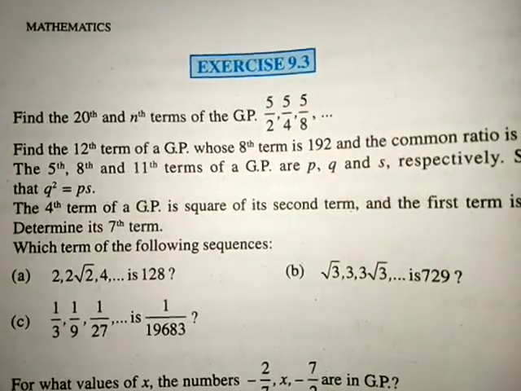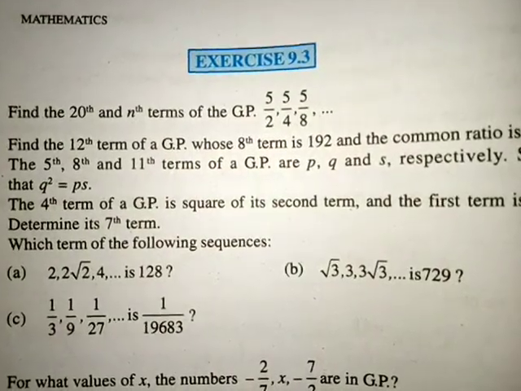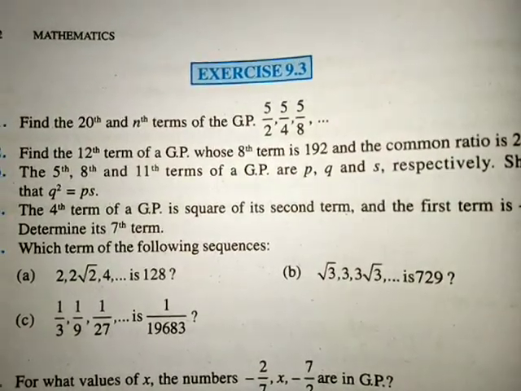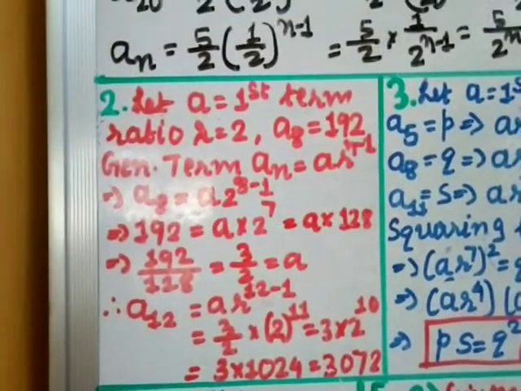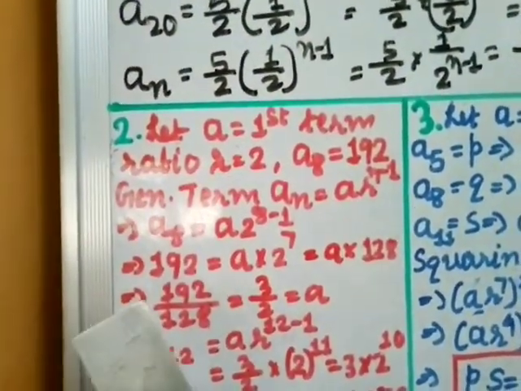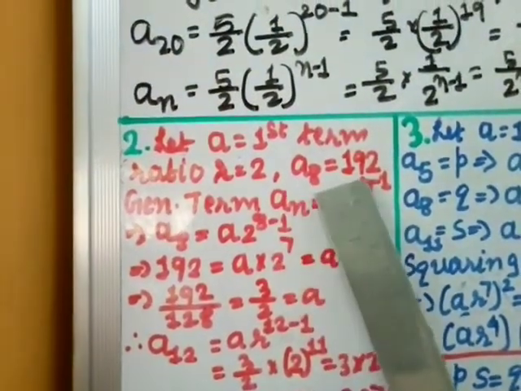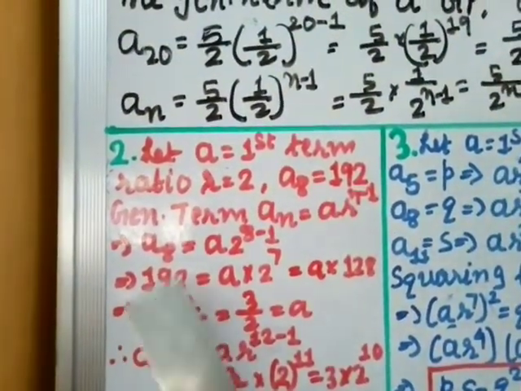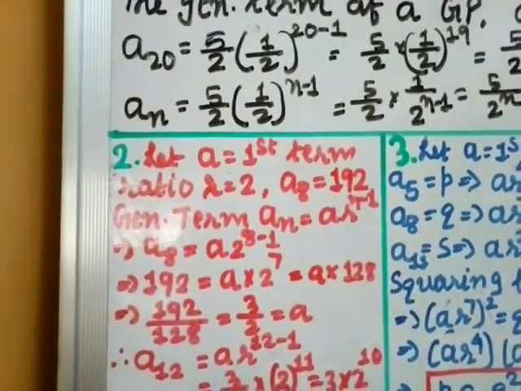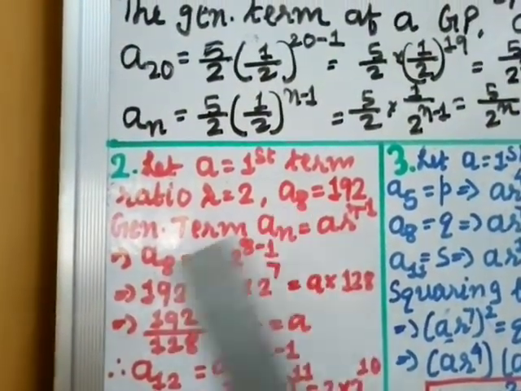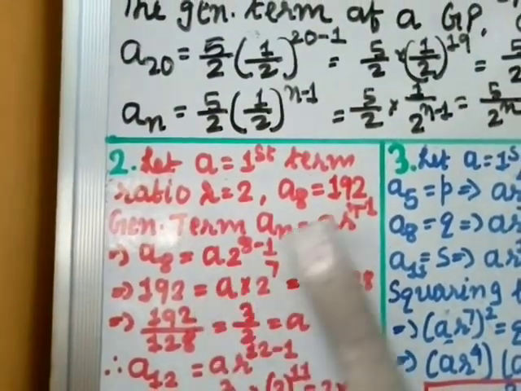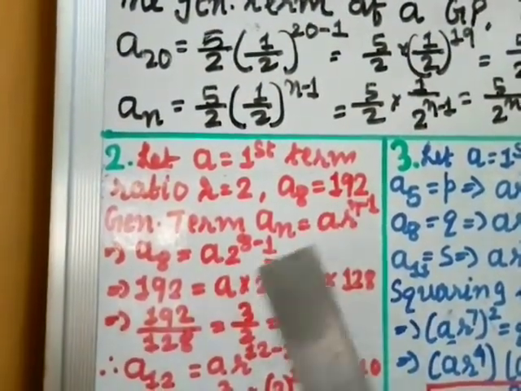Question number 2. Find the 12th term of a GP whose 8th term is 192 and the common ratio is 2. Let us take A equal to the first term, and the ratio is given to you, R equal to 2, and the 8th term A8 equal to 192 is given. Now the general term an equals A R power n minus 1. Okay, that is the formula. Now we have the 8th term, so A8 equals A and the R value given to us, 2 power n minus 1, that is 8 minus 1, which gives you 7.